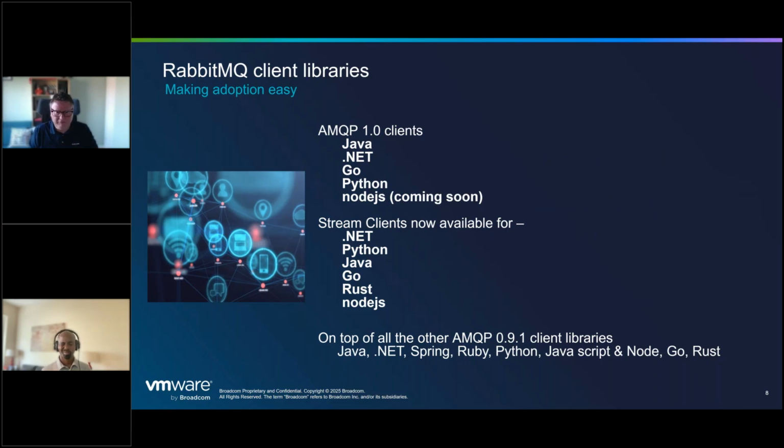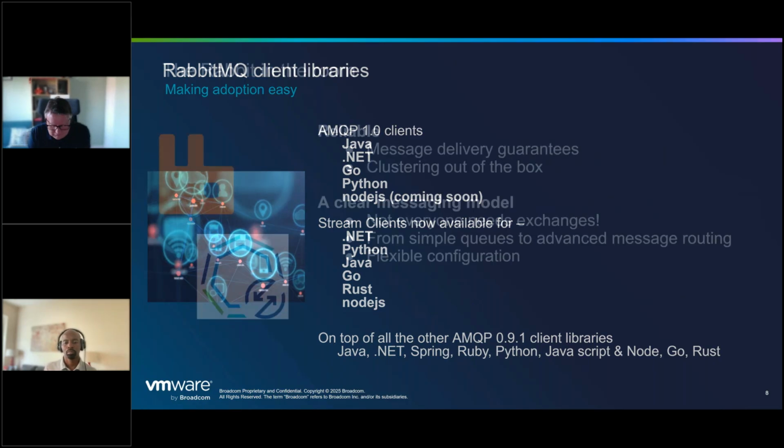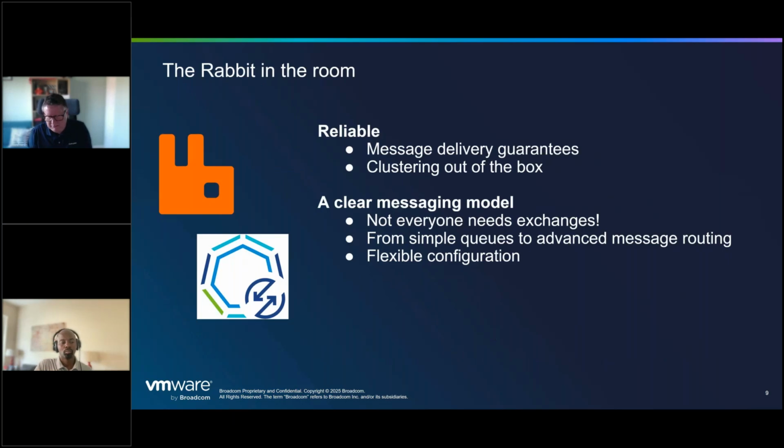With 4.0, we released native support for AMQP 1.0, and we've been rolling out updates to the client libraries independently of the server releases as well. And we're still maintaining the AMQP 0.9.1 client libraries as well, but it's important to know that there are these client libraries available out there. But I've talked about the server, the client libraries, and what makes Rabbit so simple.